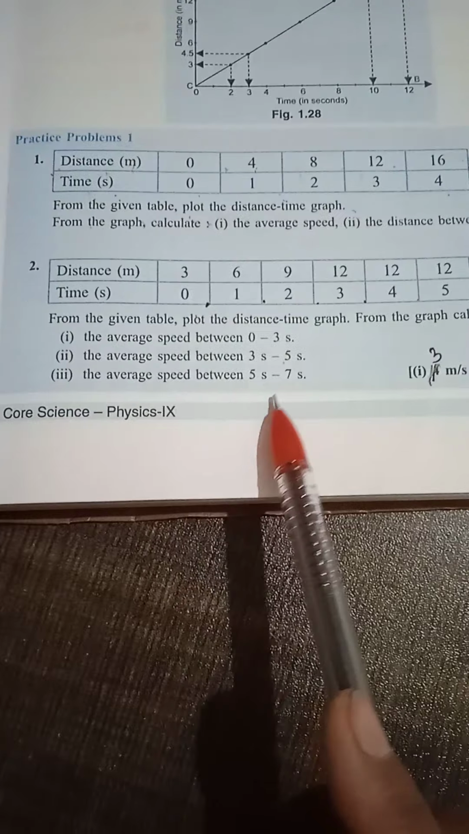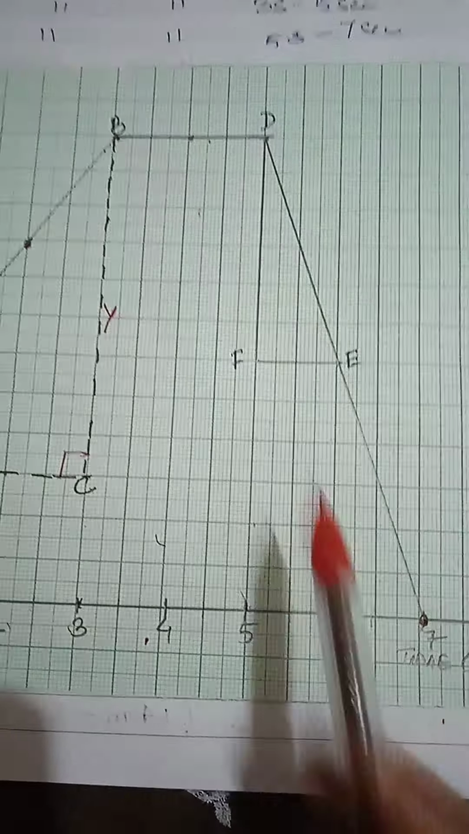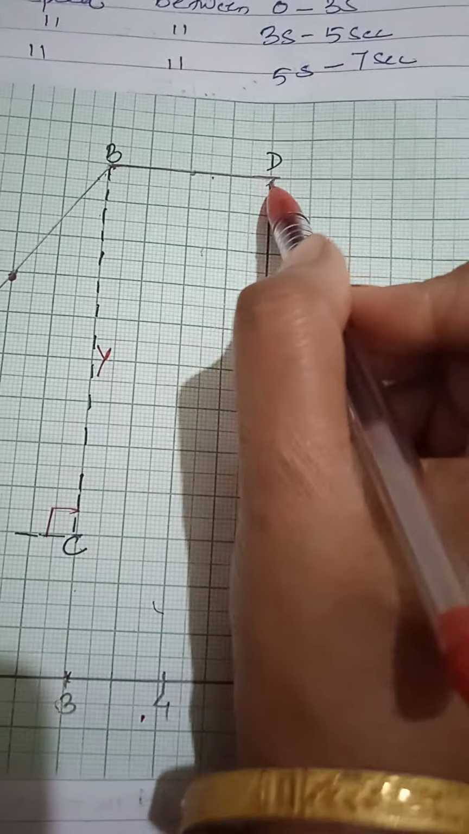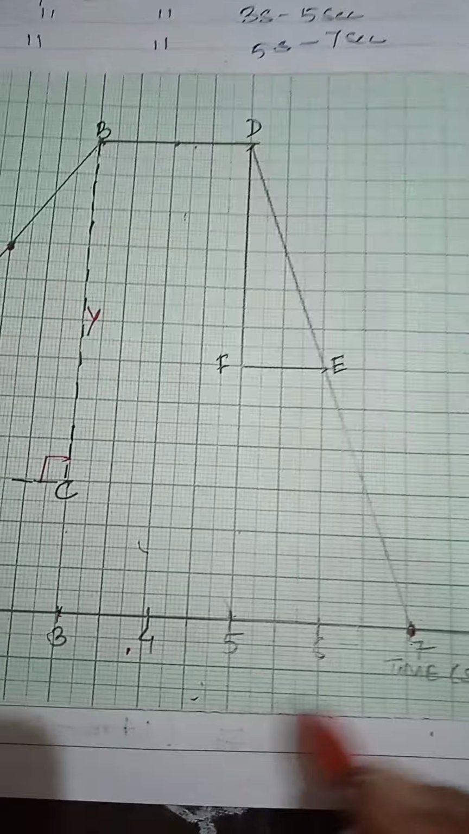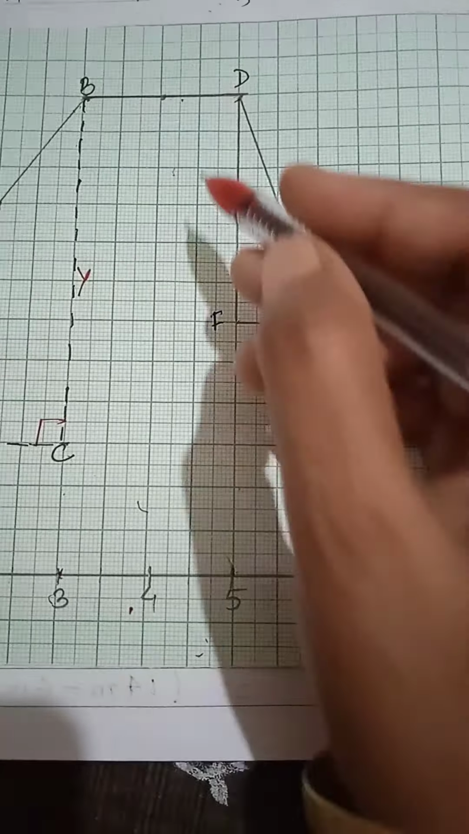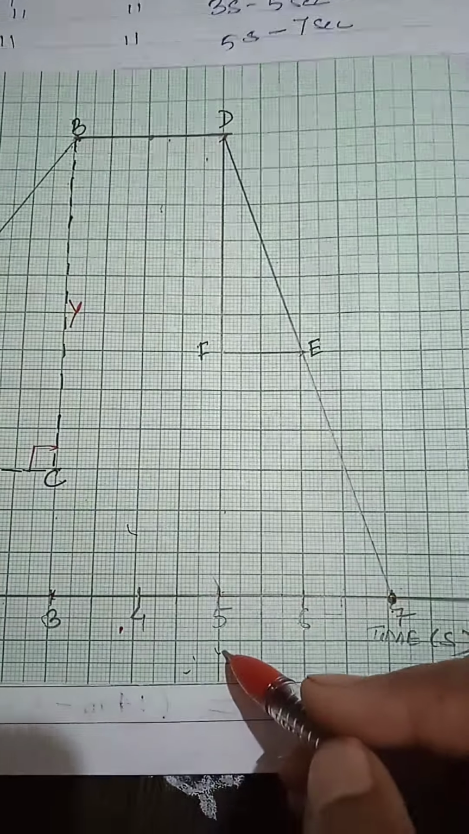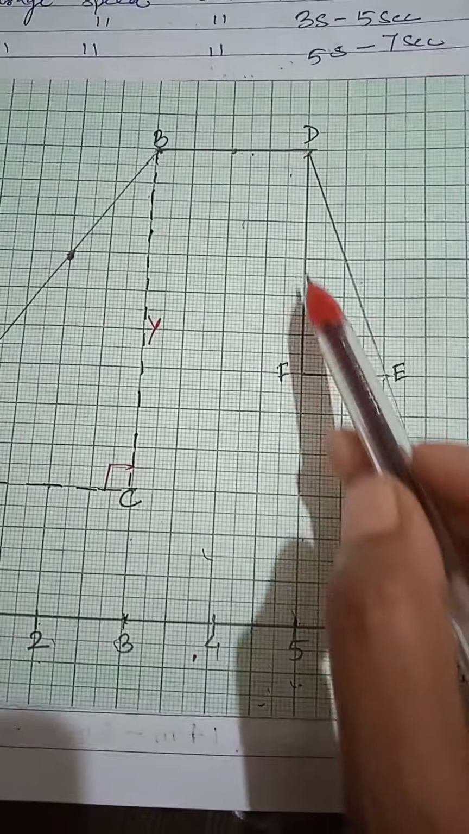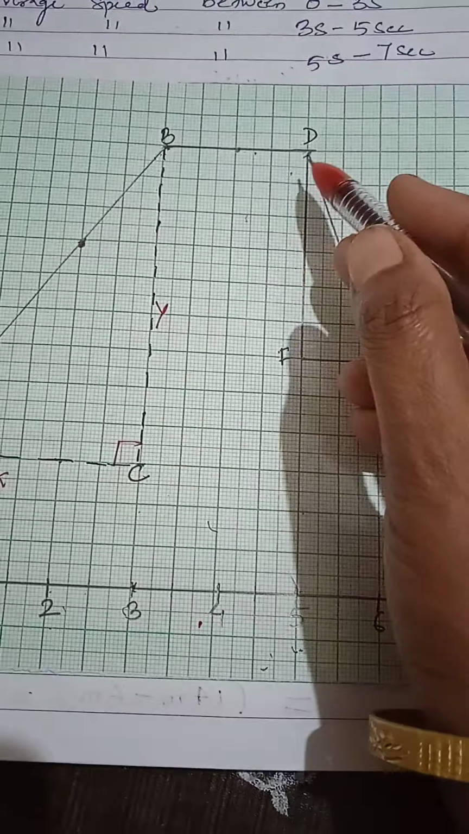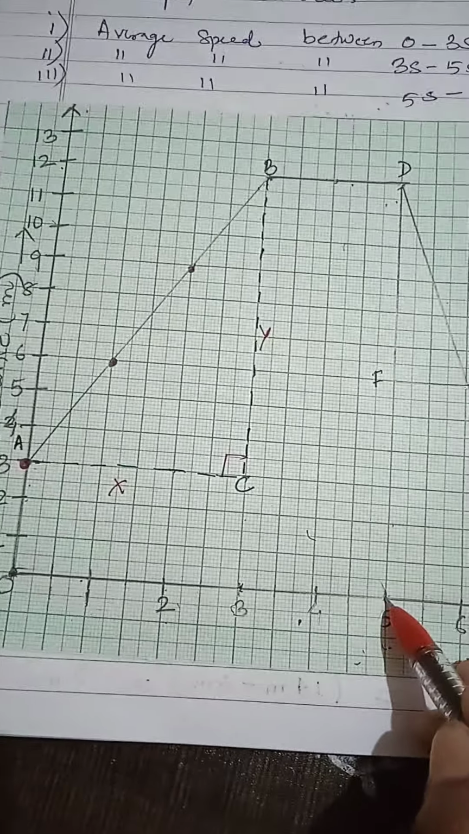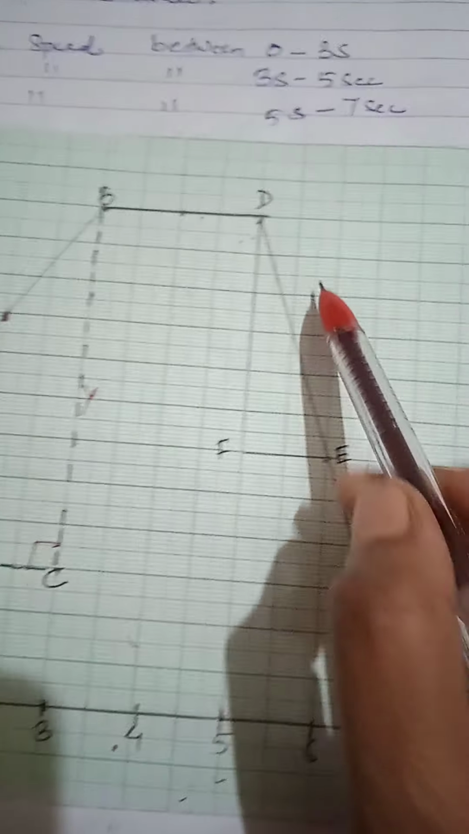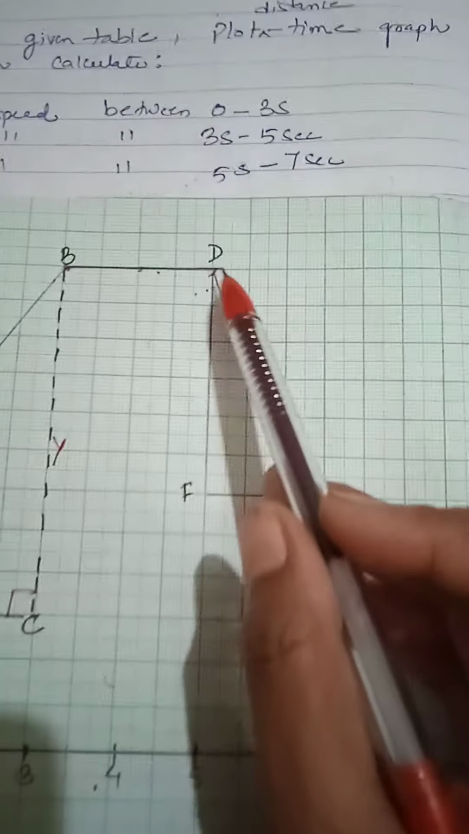Now, the third part. The average speed between 5 second to 7 second. This is 5 to 7. If you see, 5 is here and 7 is here. Now again you have to make a right angle triangle. You can take the complete triangle also. I have taken the small triangle, but you can take the longer triangle also like this, till here. Okay, let's first see the small triangle. This is triangle DEF.